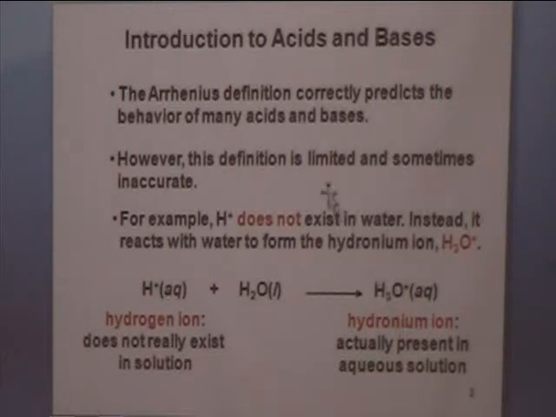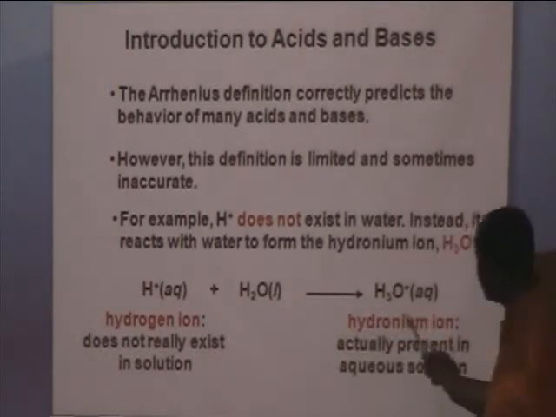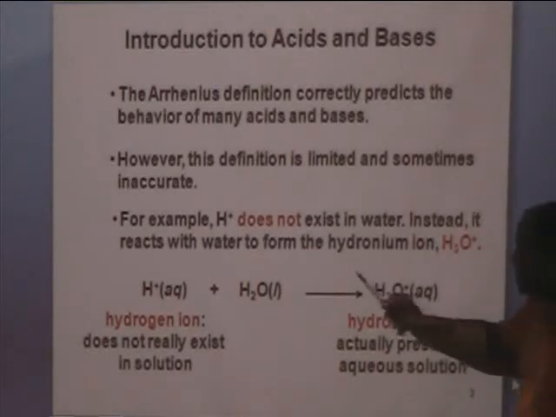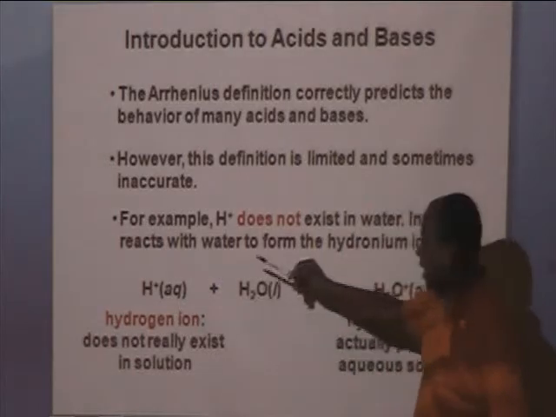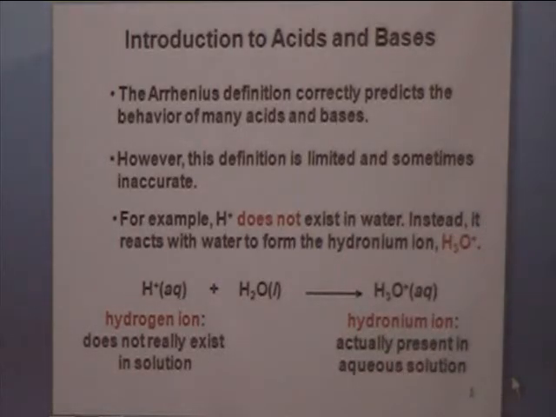Okay, so this is not a perfect definition for an acid because there is H3O plus, because you have water there, and one hydrogen ion interacts with the water molecule here and forms H3O plus. We don't see the H plus as a single ion. So the Arrhenius definition is somehow limited, or sometimes is considered to be inaccurate in this context.